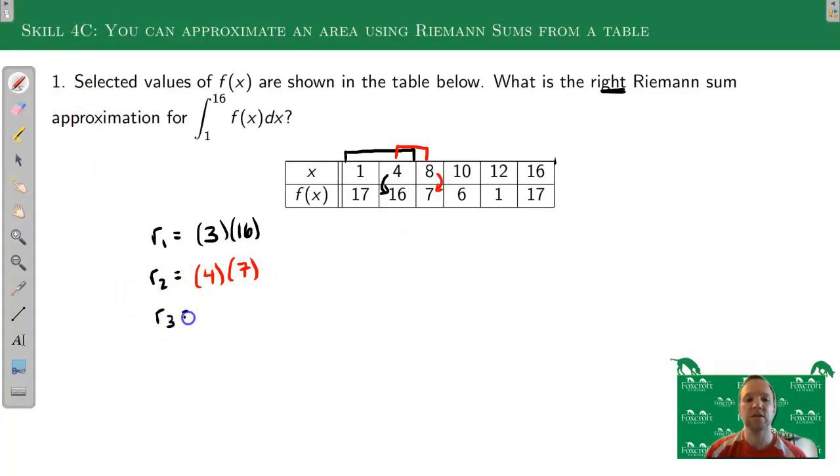Third rectangle, you can see the pattern. I'm going from 8 to 10, width of 2. And again, you can see these widths are different, not like the previous 2 examples. Plug in 10, I get 6.